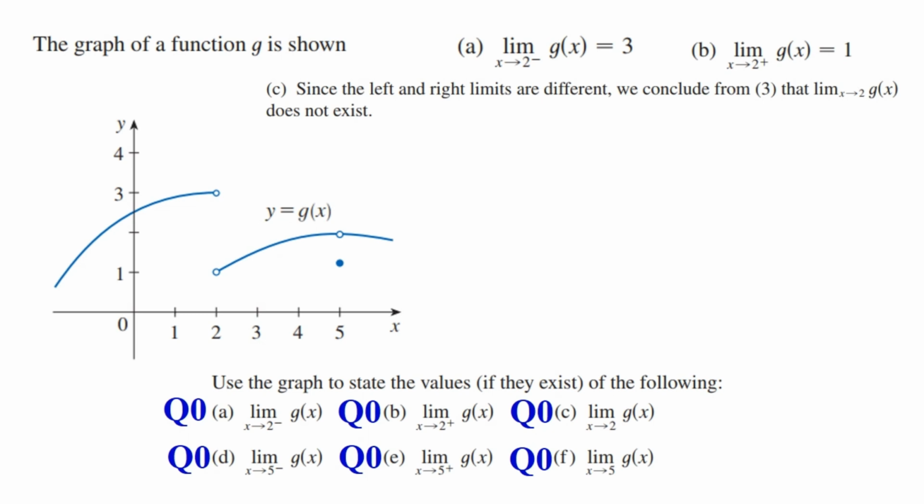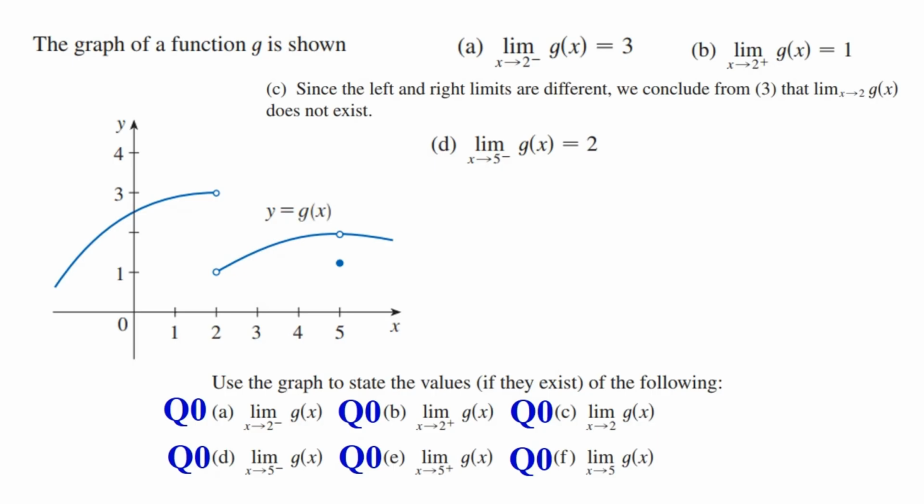Question 0d is now asking us: what is the limit of this function as x is tending to 5 from the negative axis? If you look at the 5 now, you will see that as x is tending to 5 from the negative axis, the limit is 2.